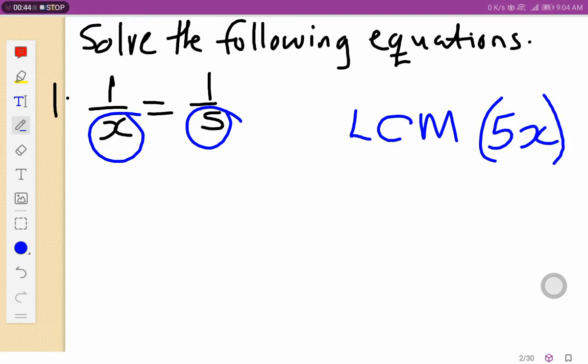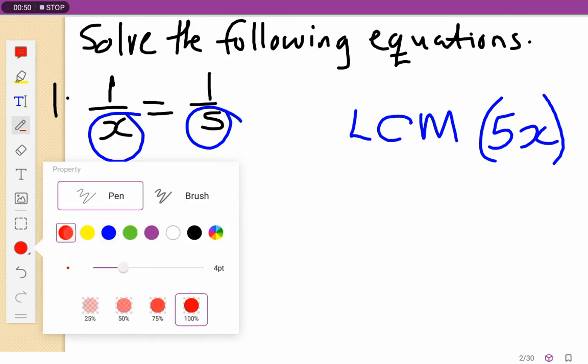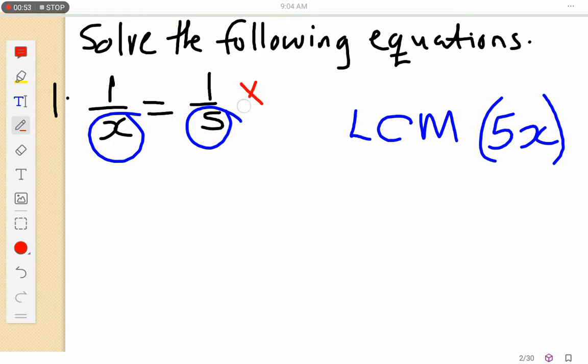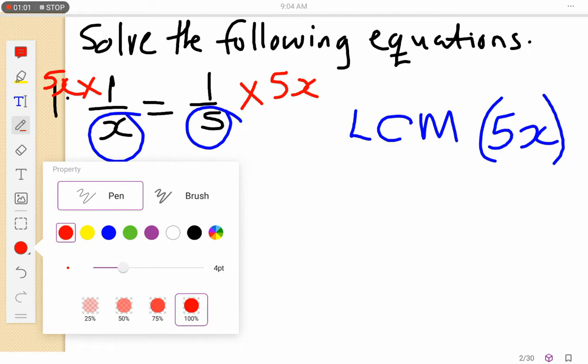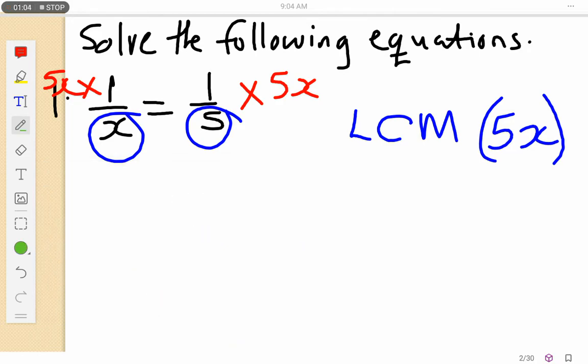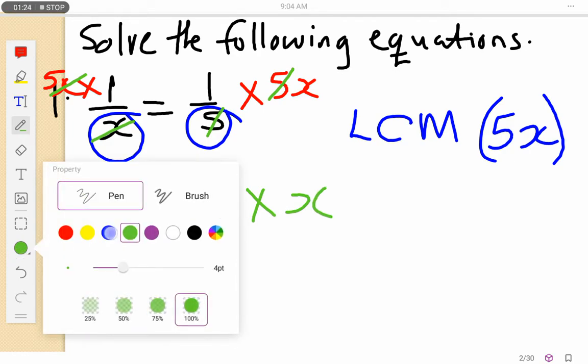When we have that as our lowest common multiple for the denominators, we can now multiply both sides by 5x. Now I can cancel and divide. On the left side, x cancels with the x and we remain with 5 times 1, which is equal to the right side, where 5 cancels with 5 and we remain with 1 times x. Now I can simplify.